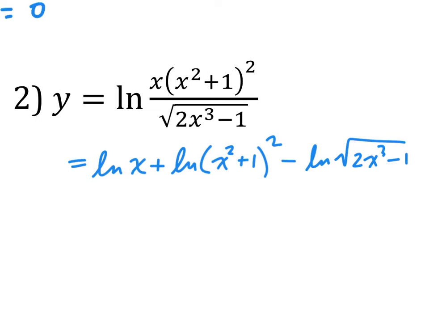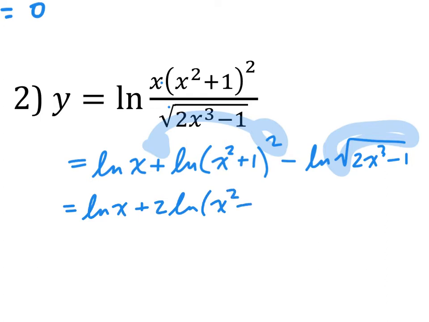Be careful with the multiply and then divide. The order matters, and the order that you think about it matters. The other thing I said was we can change the exponent and put it in the front, and you can think of the square root as a 1/2 and put it in the front. So we have natural log x plus 2 natural log of x squared plus 1 minus 1/2 natural log of 2x cubed minus 1.